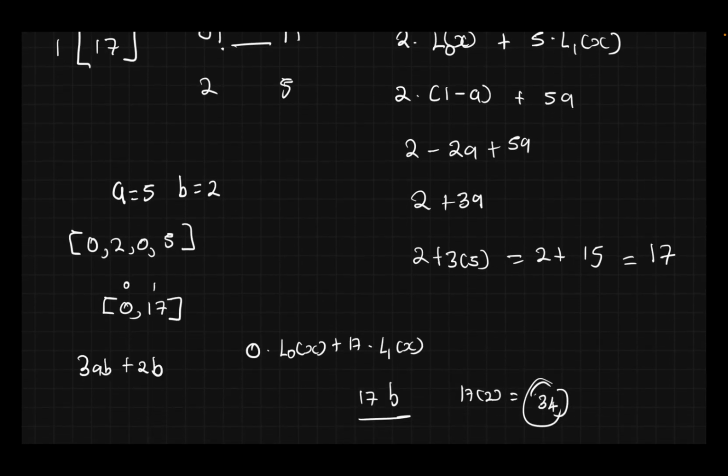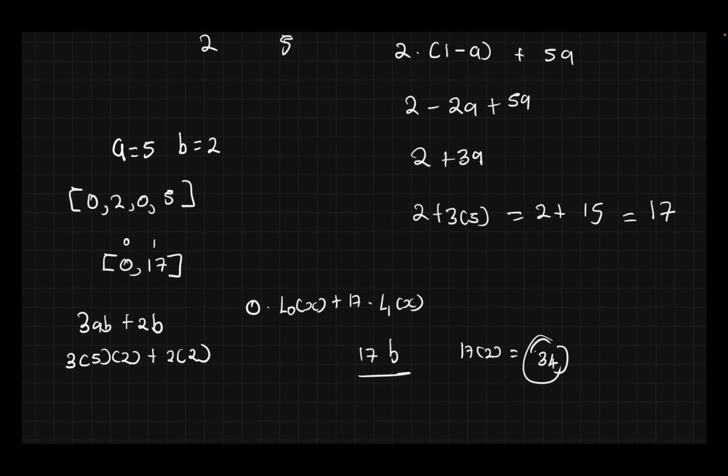So we're evaluating it at what? A is 5, right? B is 2. Yes, it's 34. So this is 15 times 2, which is 30, right? And 30 plus 4. Does it make sense?